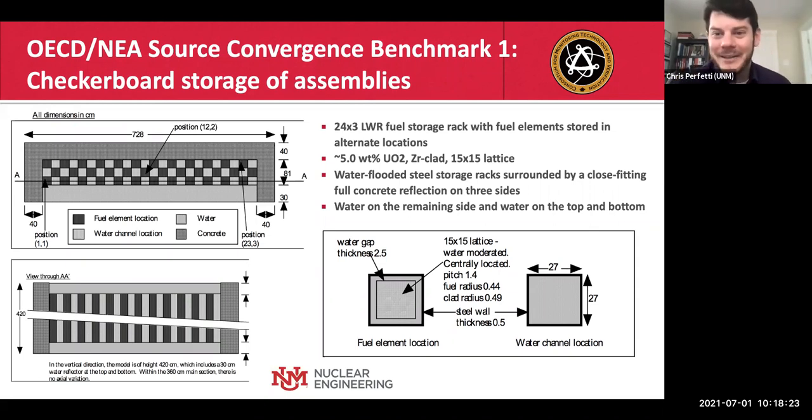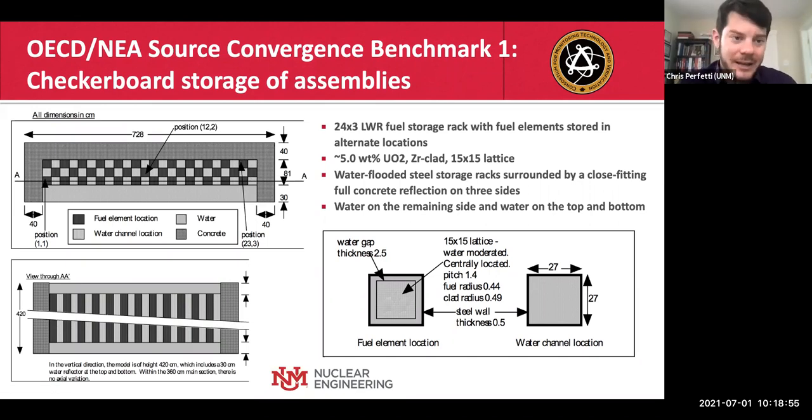But one of the problems that this group has worked on is the checkerboard storage of assemblies. In this case, the dark squares are fuel assemblies, the white squares are water. We have this big spent fuel tank with a checkerboard distribution of fuel assemblies. This problem is difficult because it's very, very decoupled. A neutron over here on the right side has a very low probability of interacting with a uranium isotope on the left side of this model.